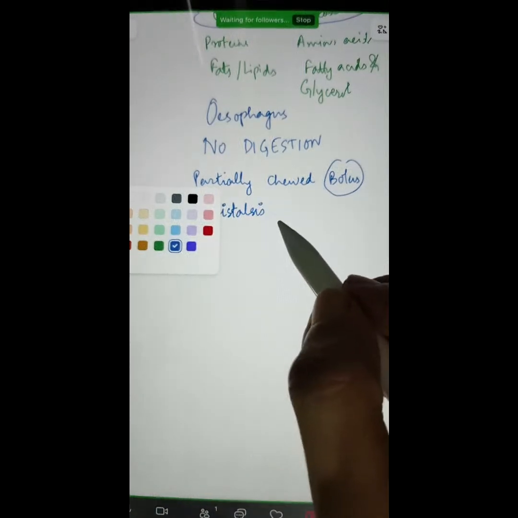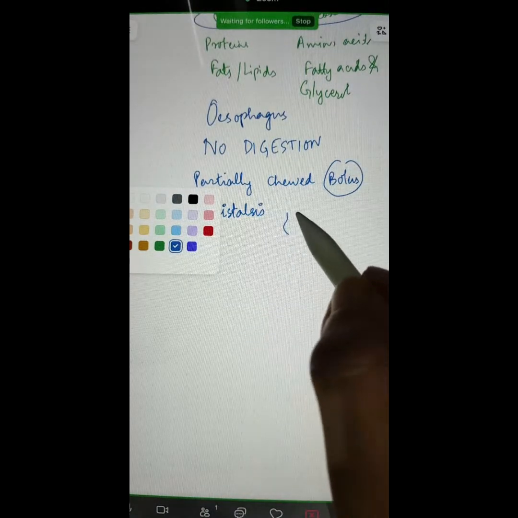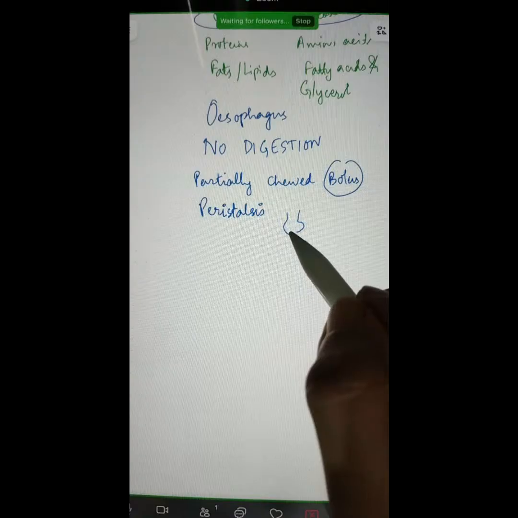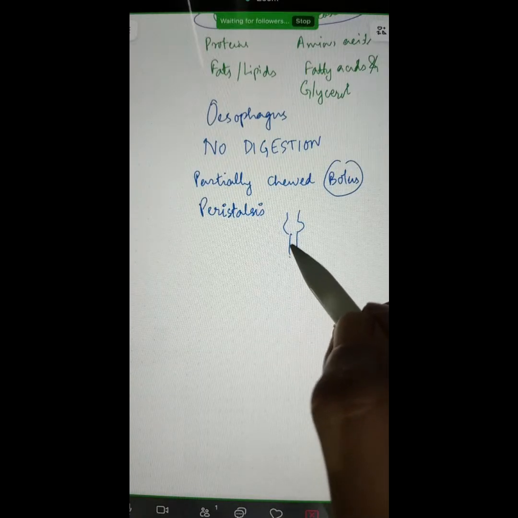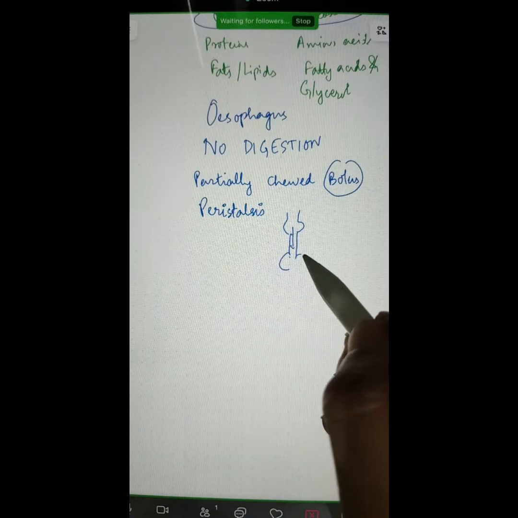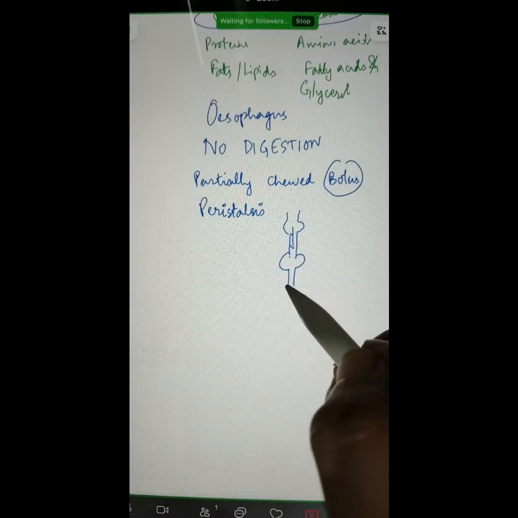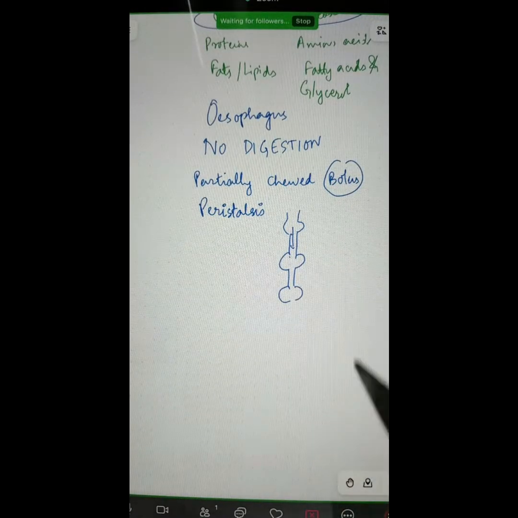So what is peristalsis? Suppose this is the esophagus. First the food will be coming here. Then it will move in the downward direction. Then these muscles will be doing contraction and relaxation. So the esophagus is not allowing the food to pass from the mouth to the stomach in one go.